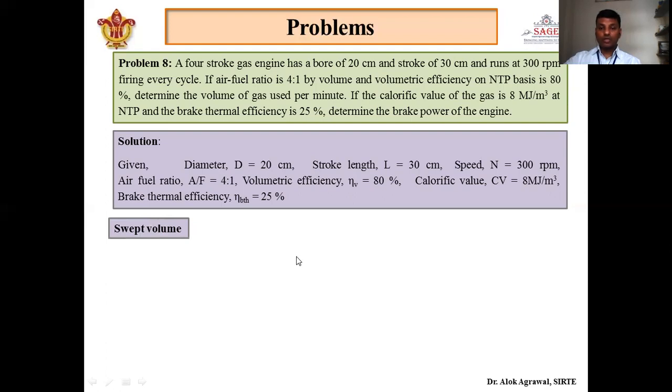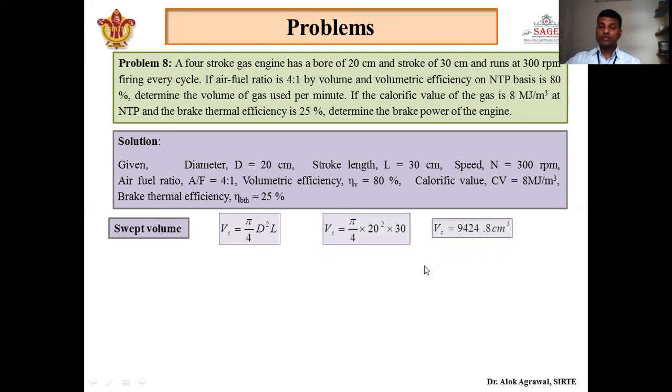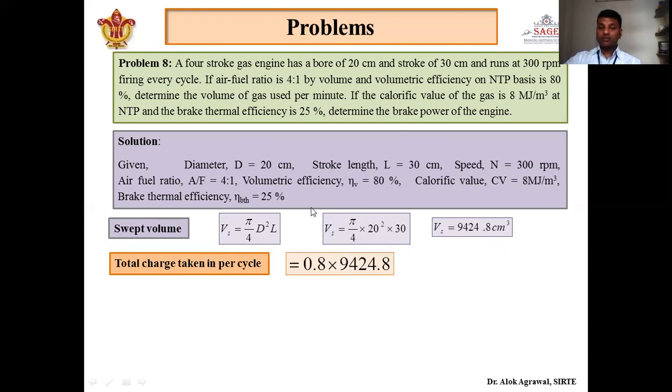First of all, we should calculate the swept volume. Swept volume, we know, is pi by 4 D square into L. D and L both are known to us, so by substituting the values we get stroke volume as 9424.8 centimeter cube. Now the total charge taken in per cycle: as the volumetric efficiency is given 80%, the total charge taken per cycle will be 80% of the stroke volume, because we know that volumetric efficiency is the actual amount of charge taken divided by the stroke volume.